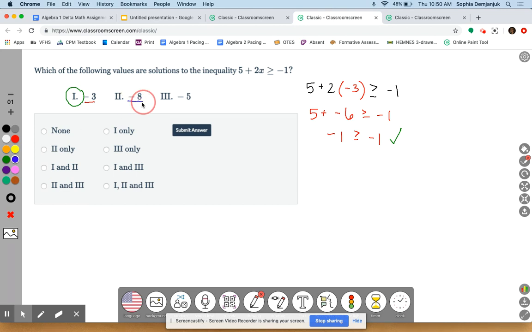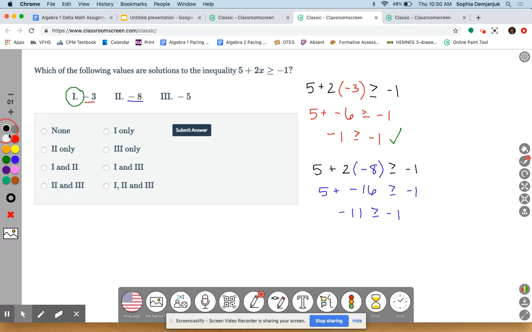We're going to try it again, substituting in negative 8. So I'm going to write down my inequality, 5 plus 2 times, substitute in negative 8, greater than or equal to negative 1. I need to simplify. 2 times negative 8 gives me negative 16. Bring down my 5 plus. Bring down my greater than or equal to negative 1. I need to keep simplifying the left side. 5 plus a negative 16 gives me negative 11, greater than or equal to negative 1.